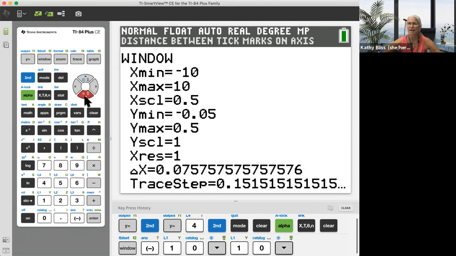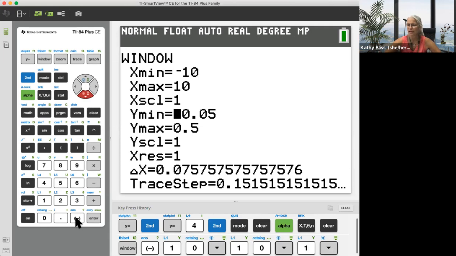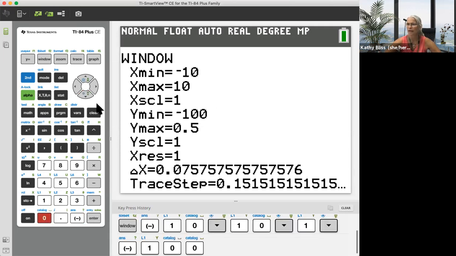The X scale is how the tick marks are going to show up on your graph. So we're going to go by ones. If you went by 0.5s, it would say -10, -10.5, stuff like that. Then with a Y min, we're doing -100. So we're just going to put -100. And the max is 100.